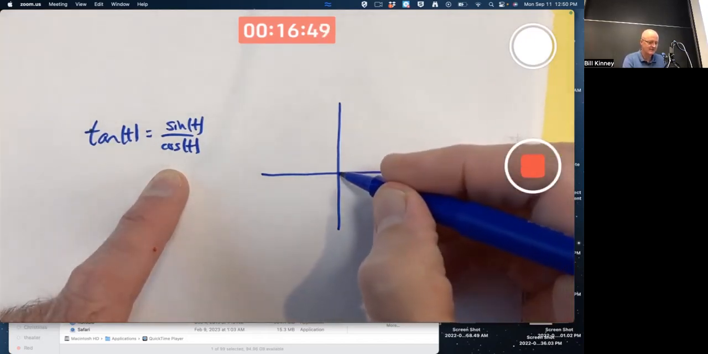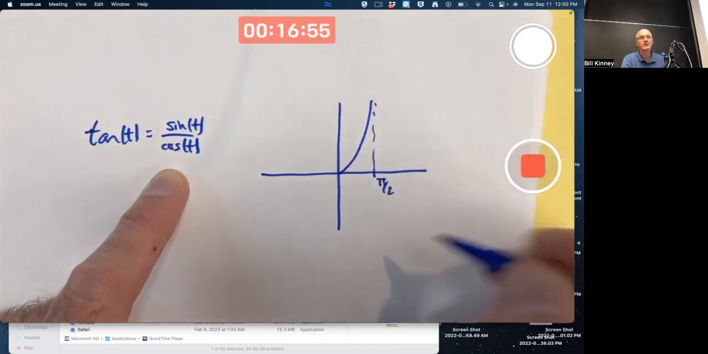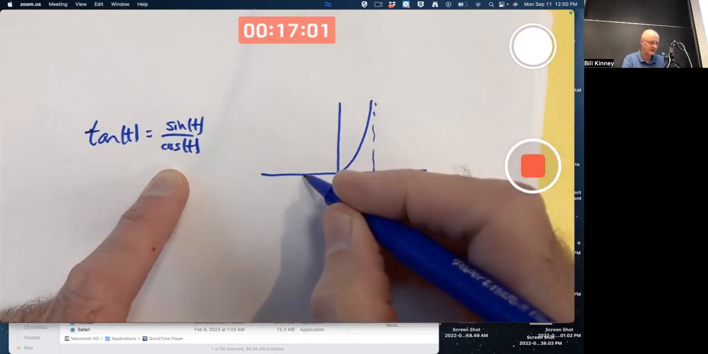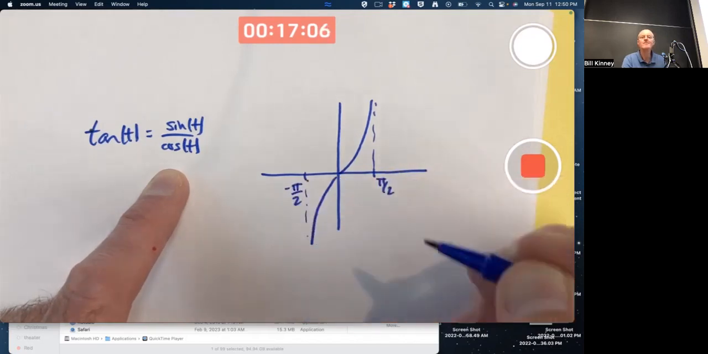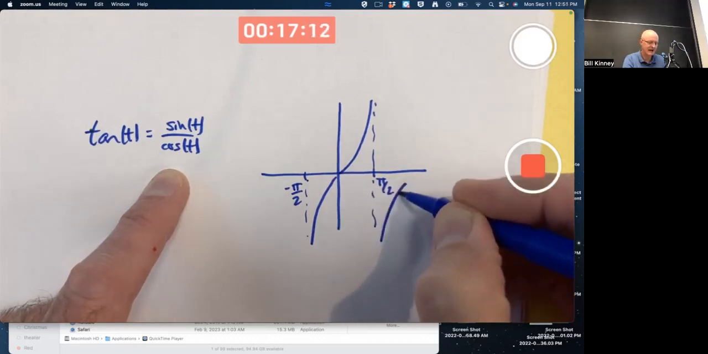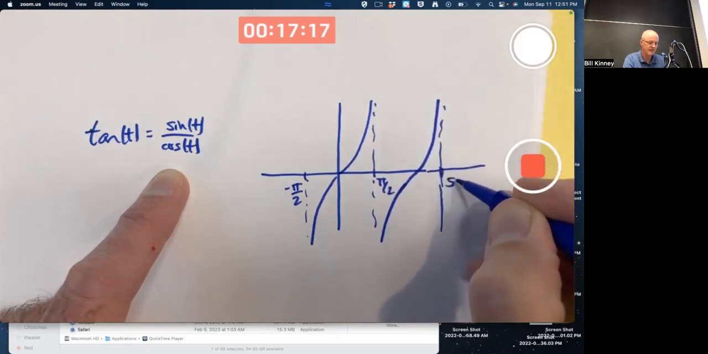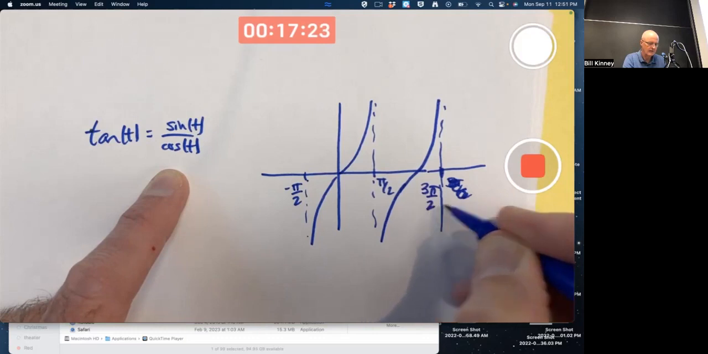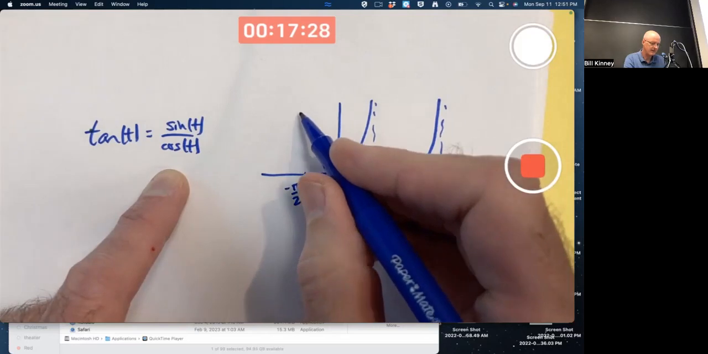But this one does have vertical asymptotes where the cosine is 0, which happens to be at, for example, pi/2, 3 pi/2, 5 pi/2, 7 pi/2, odd multiples of pi/2, also including negative odd multiples of pi/2. Vertical asymptotes, and it is periodic. This just keeps repeating itself forever and ever. That's 5 pi/2. Excuse me, 3 pi/2. There's another one at negative 3 pi over 2.